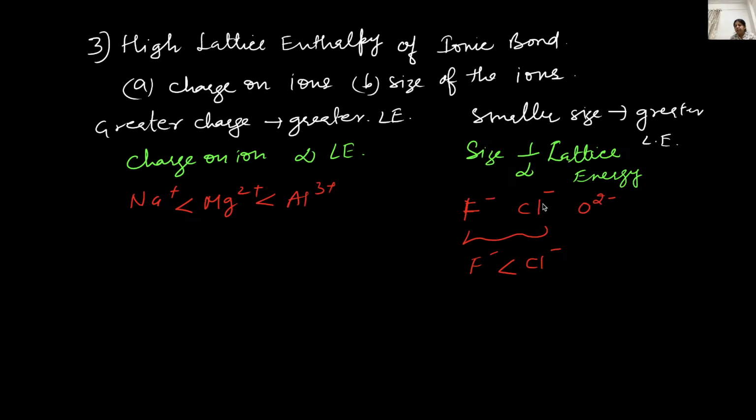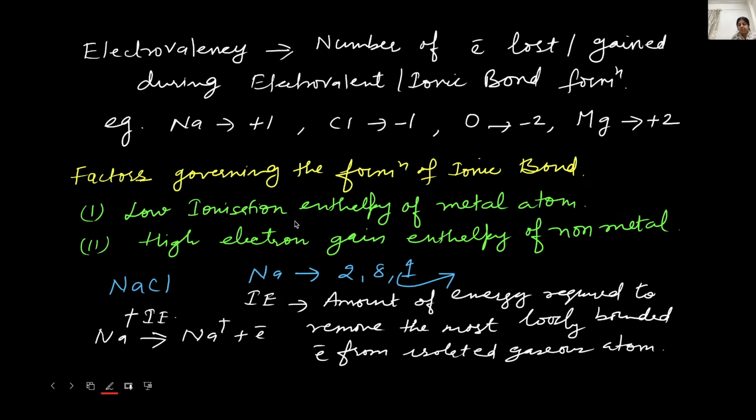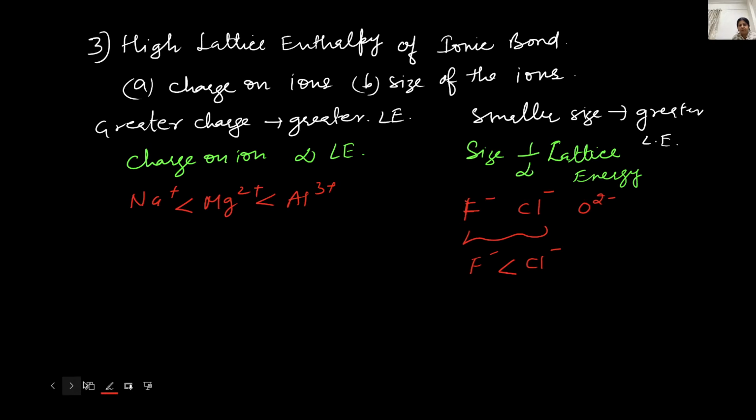And we can relate here among the charges also, and among the size also. So these are the three factors: low ionization enthalpy of the metal atom, high electron gain enthalpy of the non-metal, and the third factor is high lattice enthalpy of the ionic bond, which governs the formation of an electrovalent or ionic bond, students.